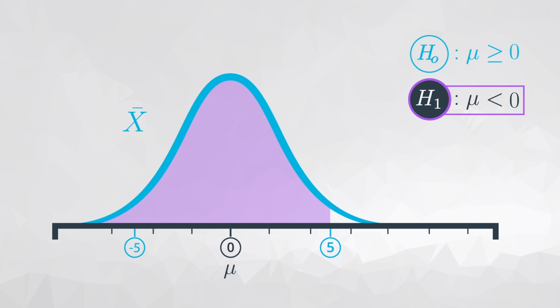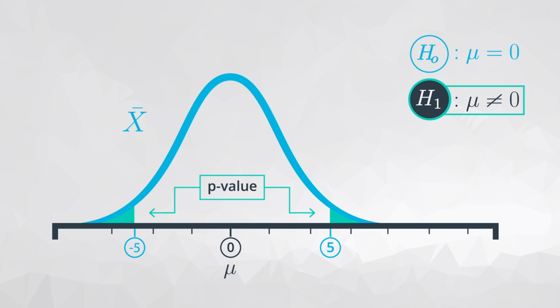And if you have a not equal sign in the alternative, then your shading is associated with extremes that are just far from the null in either direction. In these cases, we just care about statistics that are far from the null in either direction. So we end up marking on both sides and shading away from the null hypothesis to find our p-value.